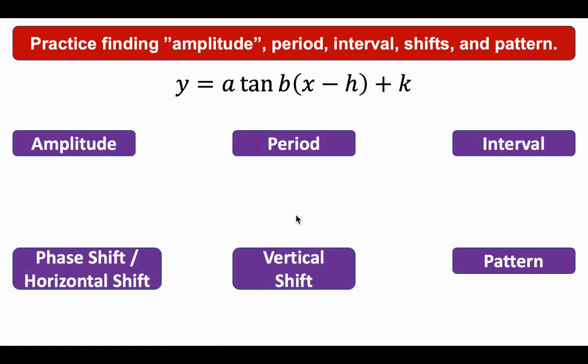So the amplitude, you're going to get that by, and I'm going to call it the fake amplitude because it's not the real amplitude. But our fake amplitude is the same thing it's been for sine and cosine. It's just that a value in front. So that's pretty simple to figure out.